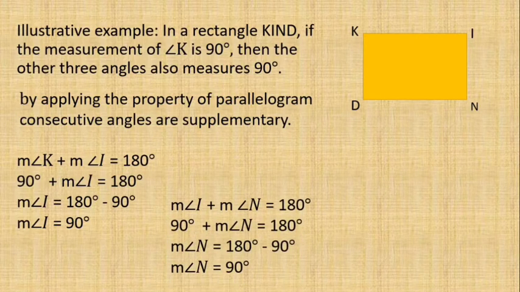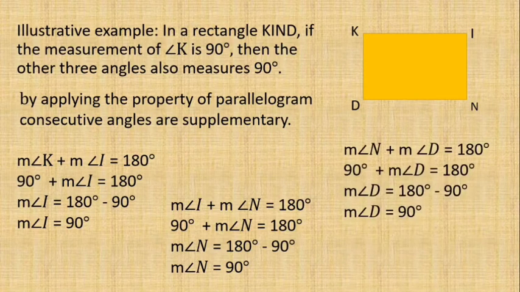Let's have another one. The measure of angle I plus the measure of angle N is equal to 180 degrees. Substitute the given values, we will have 90 degrees plus the measure of angle N is equal to 180 degrees. Perform the operation, we will have the measure of angle N is equal to 180 degrees minus 90 degrees, so the measure of angle N is 90 degrees.